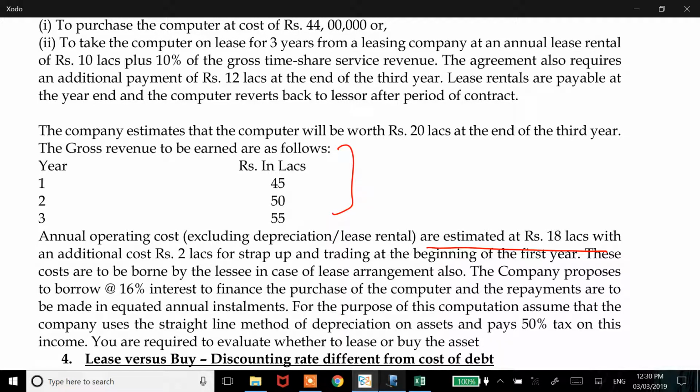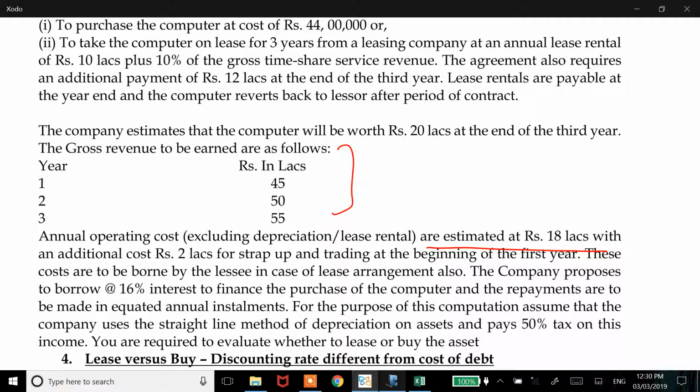So that is okay. Lease rent is fine. When I evaluate the loan option, what should I do with these? Why should I ignore them? Because I'm only evaluating the financing. Revenues are totally ignored, annual operating costs are totally ignored, because these costs or revenues will be earned irrespective of whether you are buying the asset or leasing the asset. The decision is whether to buy or lease the asset. The decision is not whether the computer is required or not.